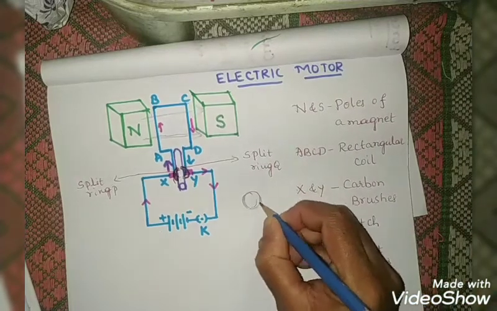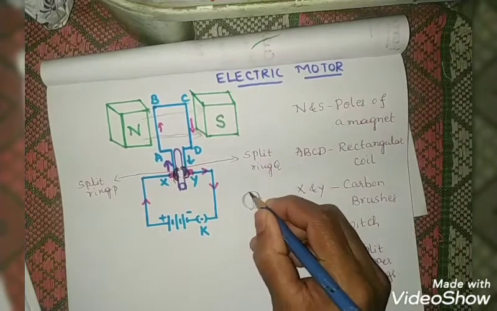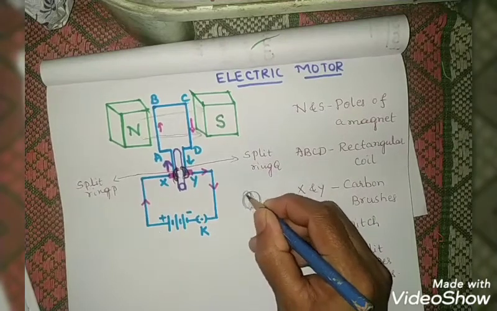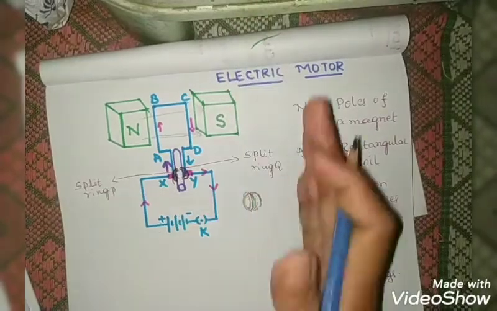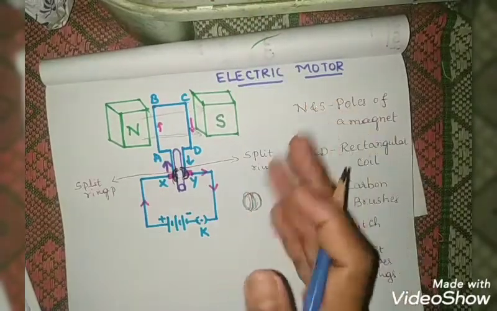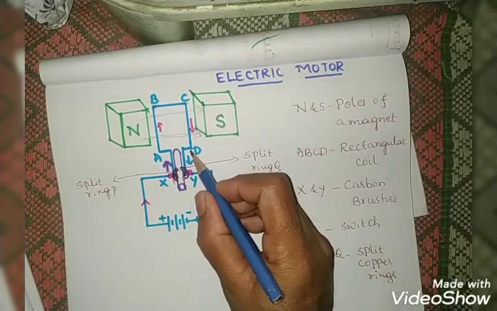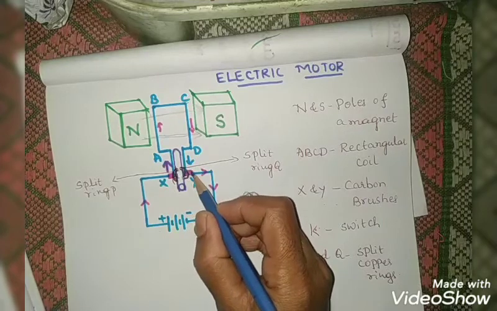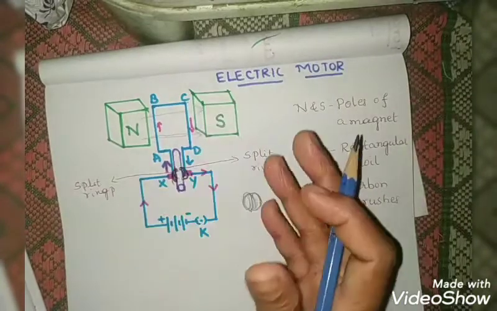Consider that it is a copper ring. If it is split in the middle, like this, this becomes one portion of the copper ring. This becomes another portion, children. So the full copper ring is split in the middle, and that is fixed to the ends of this rectangular coil. These rings are known as split rings, because the full ring is split into two parts.